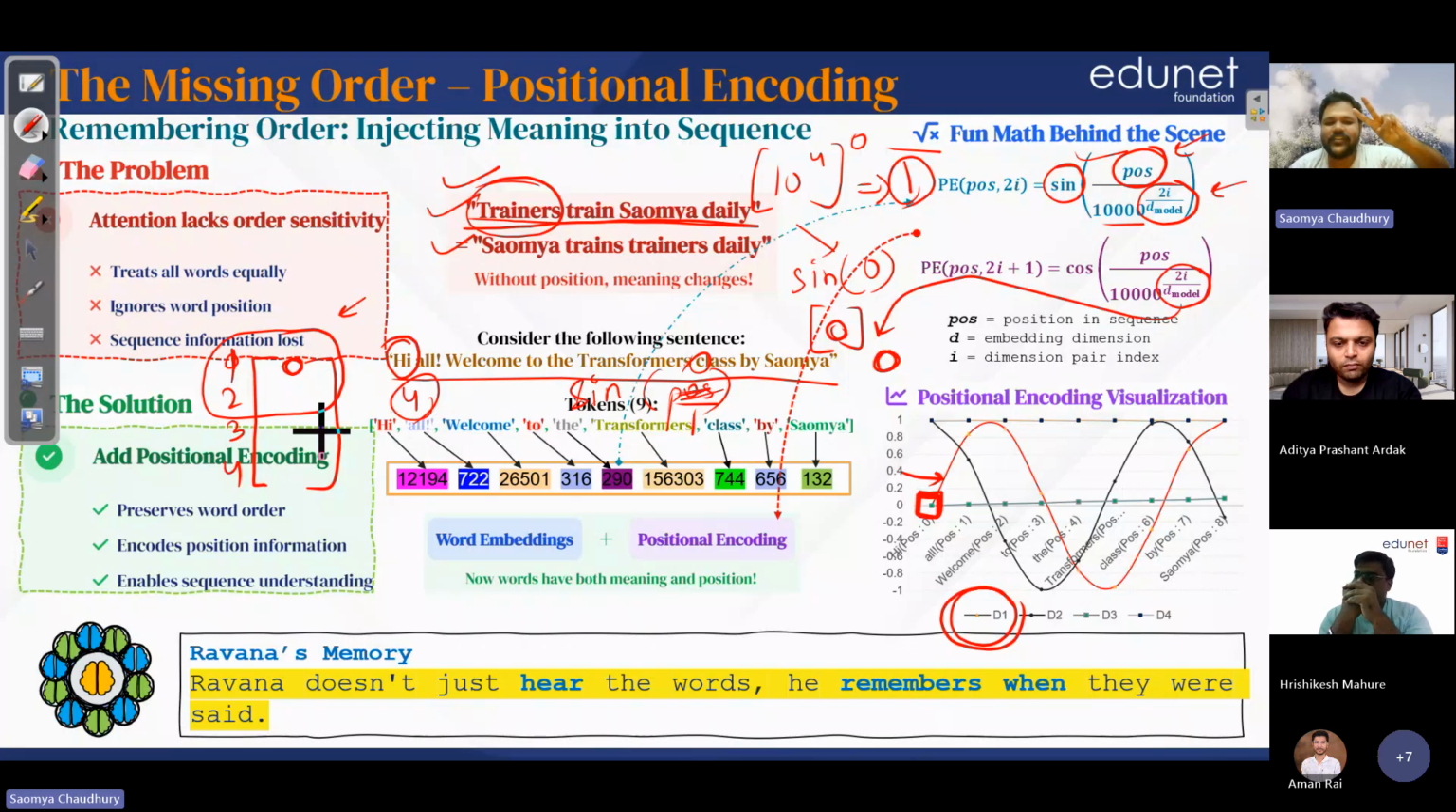Why am I saying 2 pairs? Because one pair is this, and the second pair is dimension 3 and 4. So for simplicity, I've just taken 4 dimensions.